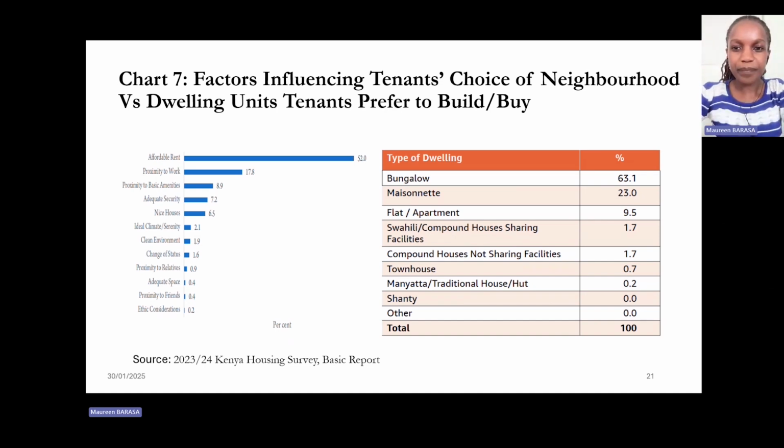Then 95% of people aspire to have modern form of housing. That's on the right side. That's the bungalows, the maisonettes, and the flats or apartments. Yeah, so people prefer to have an on-compound house and the likes.